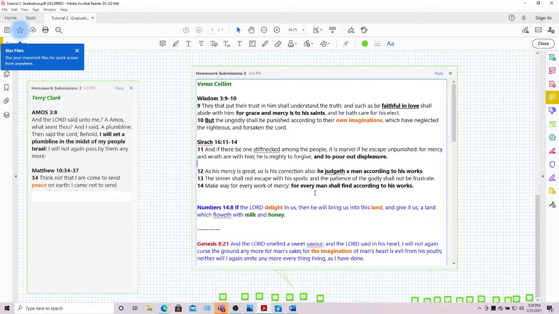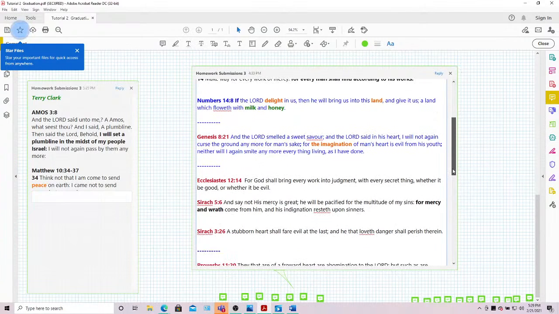So the Most High is letting us know that he has mercy and wrath, and he has both sides. Depending on how you deal with this covenant, it's going to dictate what type of judgment you get when it's all said and done. I have more precepts on that, Ecclesiastes chapter 12, verse 14: "For God shall bring every work into judgment." Everything we're doing, your words, your actions, your thoughts, all of that is going to come up, and you're going to be counseled on it, with every secret thing, whether it be good or whether it be evil.